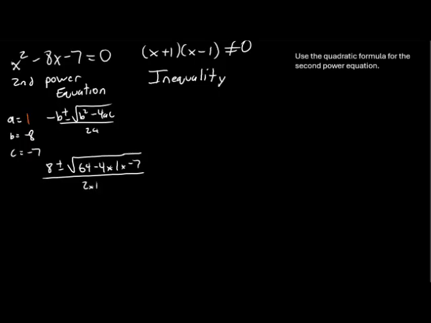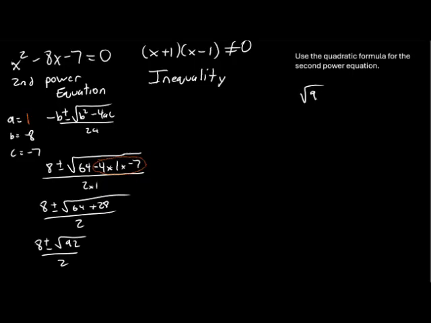As before, we'll take a moment to simplify these terms inside of the square root. Negative 4 times 1 times negative 7 will give us positive 28, divided by 2 times 1, which is 2 on the bottom. This will give us 8 plus or minus root 92, all divided by 2. And then we'll have to think of a way to simplify square root of 92.